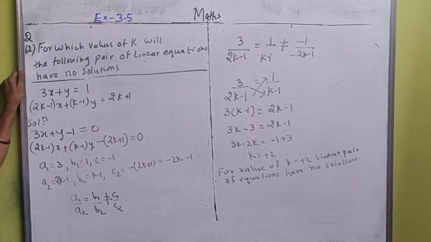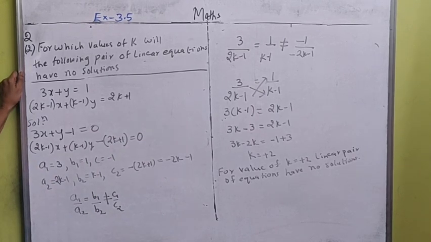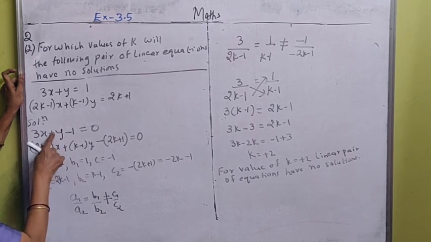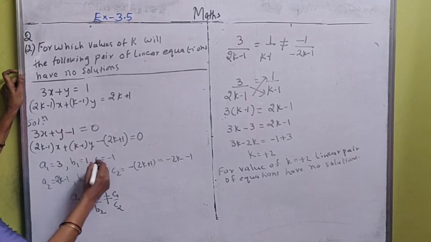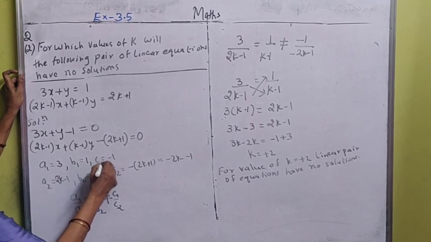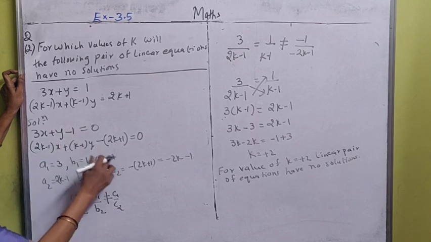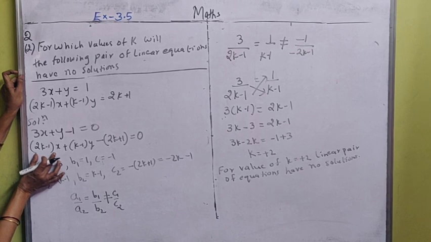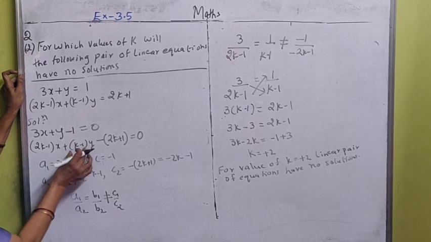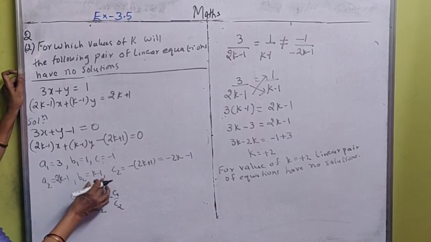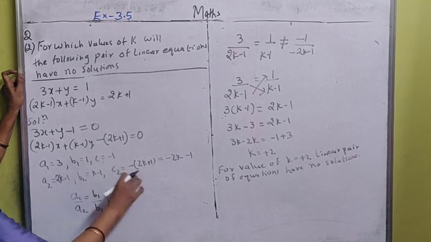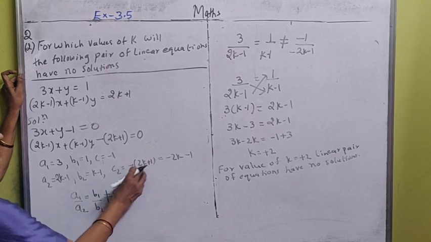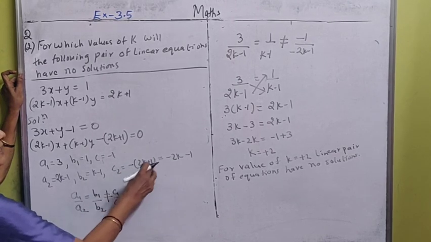Let us write down the values of a1, b1, c1. a1 coefficient of x is 3, b1 coefficient of y, nothing is there, means 1. Then here c1. So c1 value is what? C1 is equal to minus 1. Minus 1, correct. A2, what is A2? Coefficient of x, 2k minus 1. What is B2? Coefficient of y, k minus 1. What is C2? Minus in the bracket 2k plus 1. If I remove from the bracket, minus into plus is minus 2k, minus into plus is minus 1.